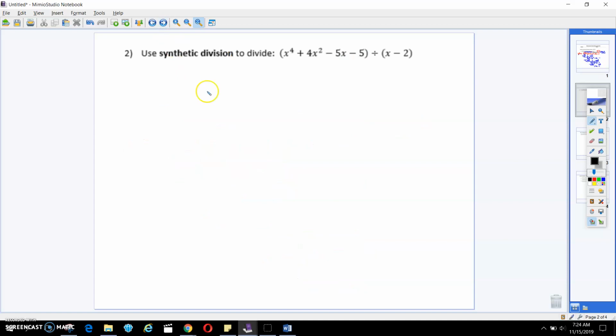All right, so now we're going to synthetically divide. The reason why we're going to synthetically divide is it's going to help us find our zeros on the next problem that we're going to do. Not this problem, but the next one.